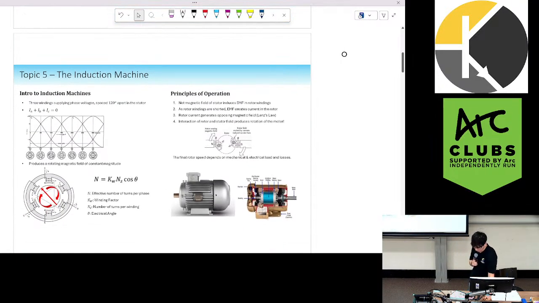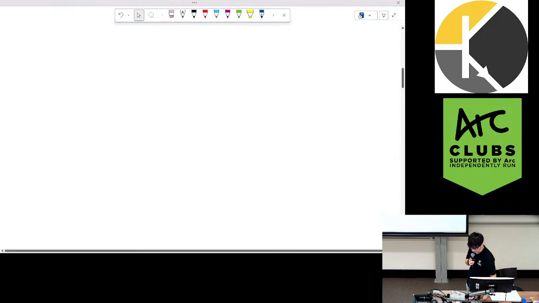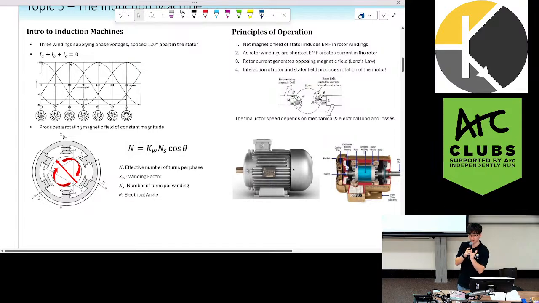All right, topic 5, the induction machine. So induction machines work very differently. The main difference is that instead of supplying DC power, we're supplying 3-phase AC. And the way this works is that we're having 3 different voltage sources, 120 degrees out of phase, which will cause a rotation of our magnetic field in our stator.